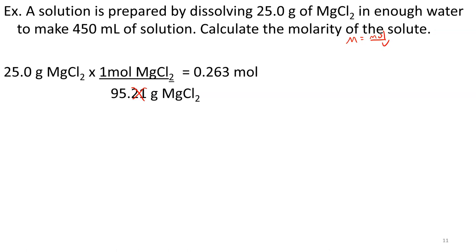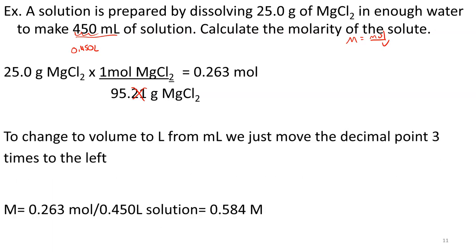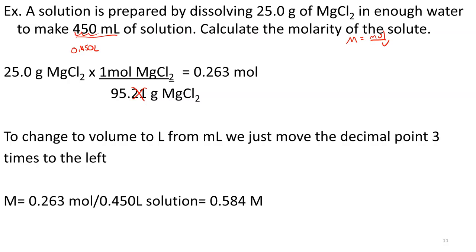That's not molarity, that's just the moles part. So how do I get the molarity part? I need to divide by the volume. But the volume has to be in liters. This is milliliters. So how do we go to liters from milliliters? Really easy. Decimal point, if you don't see it, it's always at the end, right? So it's right here. We're going to move it over 3 times. 1, 2, 3. So you get 0.450 liters. That's how you go from milliliters to liters. Decimal 3 times to the left. We're going to do that, then divide, and we get 0.584 molar. That's how I get the molarity of the solution.